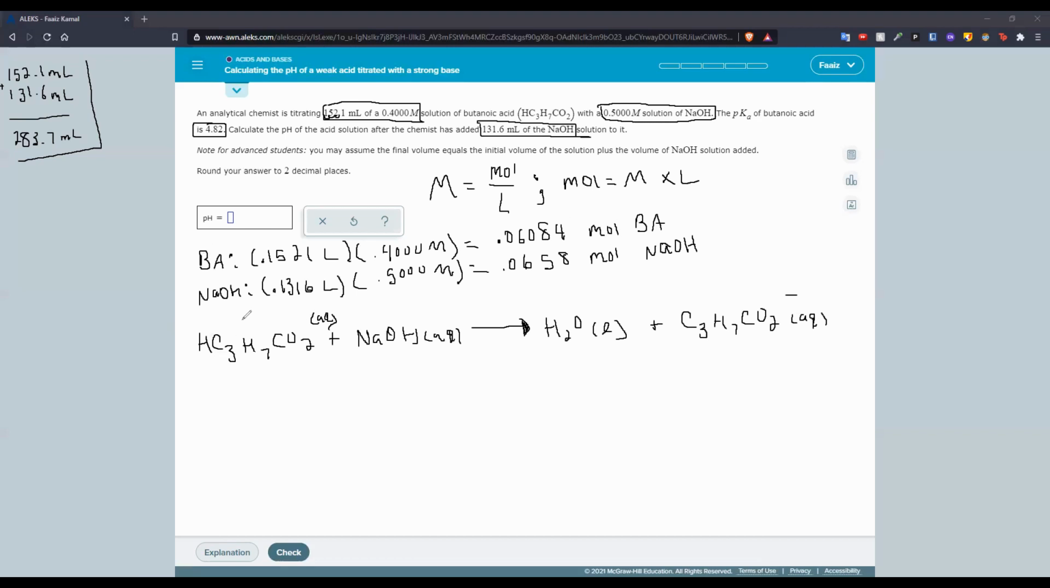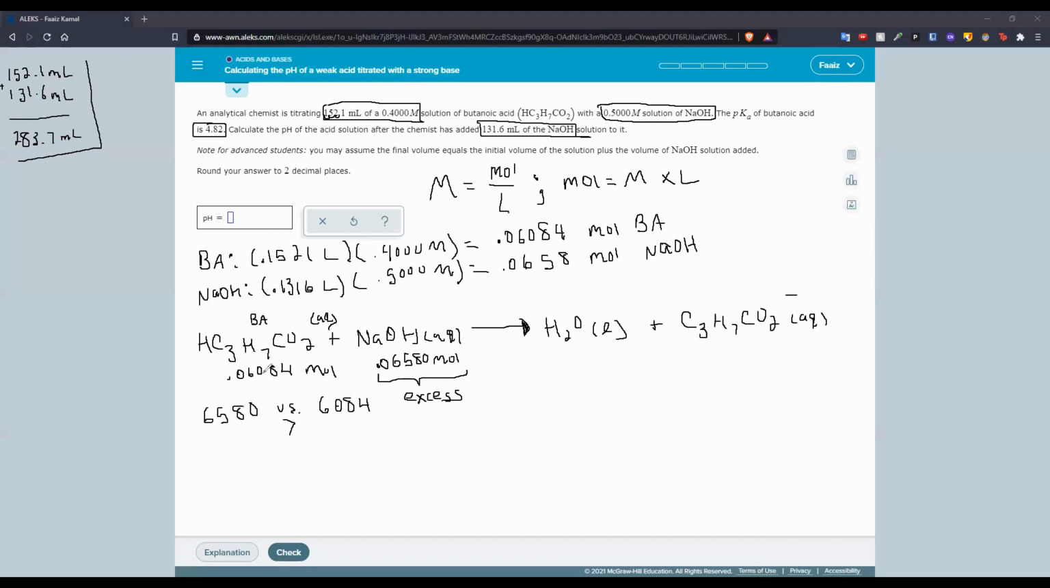So from here, this is BA, butanoic acid. You have 0.06084 moles of BA, and you have 0.0658 moles of NaOH. So you gotta look at these numbers and figure out which one you have more of. So right here, you have 0.0658. To make it easier, just pretend you don't have this decimal right here. So if you pretend you don't have the decimal, you have 658, or 6,580 to make them have the same amount of digits, versus 6,084. 6,580 is bigger than 6,084, so you're going to have this in excess.